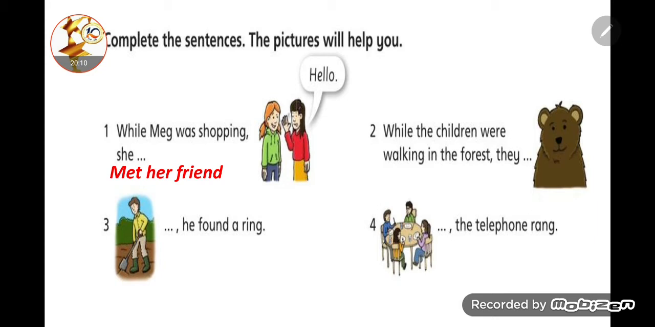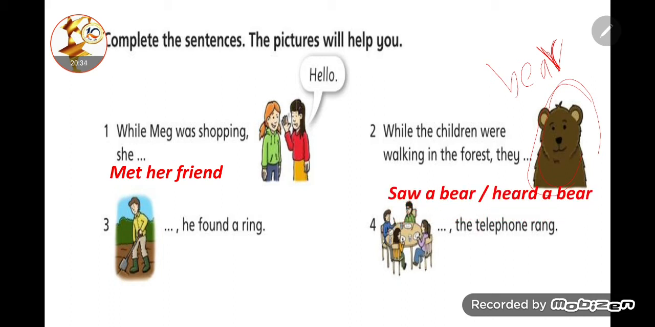While the children, number 2, while the children were walking in the forest, they, what do you see here in the picture? This is a bear. While the children were walking in the forest, they saw a bear. They heard a bear. They found a bear. Okay, so we have different choices. I can use more than one option here.